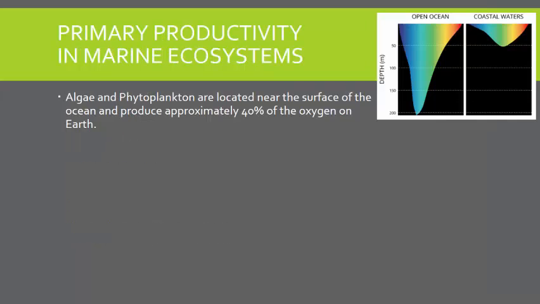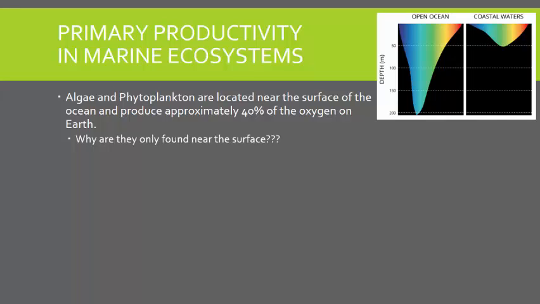Now, if we look at productivity in marine ecosystems, they're primarily limited by light. And this little factoid at the beginning here: algae and phytoplankton are located near the surface of the ocean and produce approximately 40% of the oxygen on Earth. That little factoid comes up in the College Board course exam description quite a bit, and it's an important little nugget of trivia that you need to know: most of the oxygen on Earth does not necessarily come from the land plants. 40% of this oxygen on Earth actually comes from the algae and phytoplankton in the ocean. So that's why it's really important to protect our oceans.